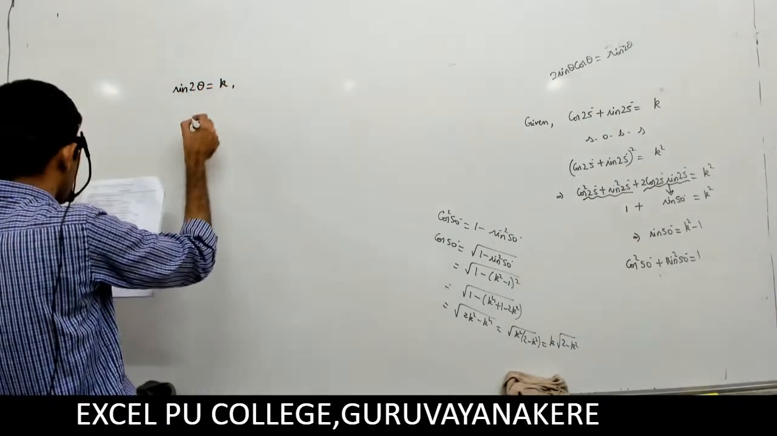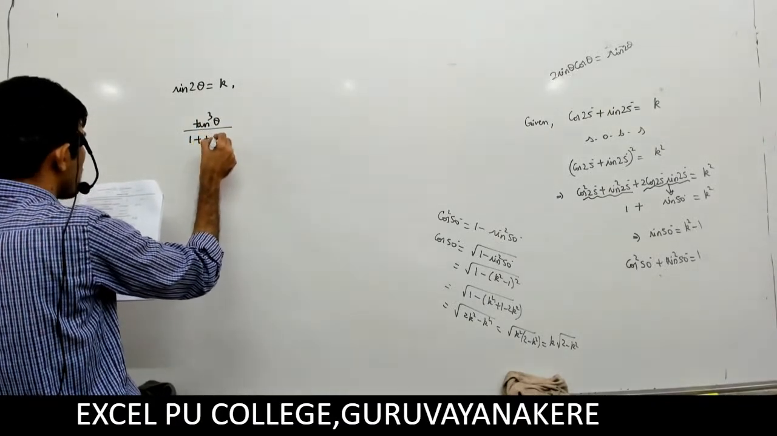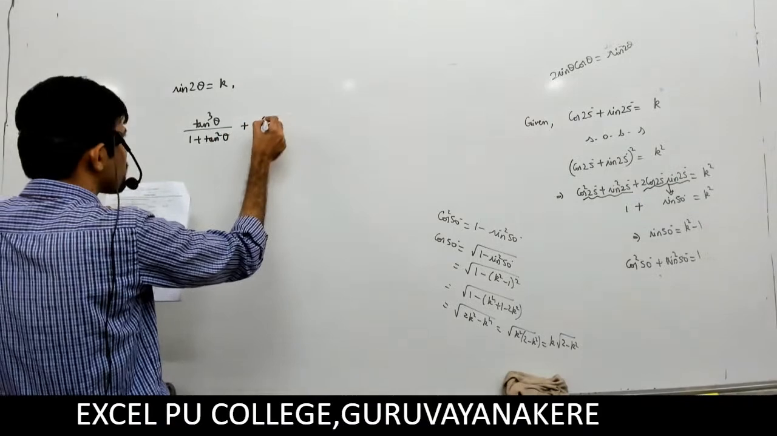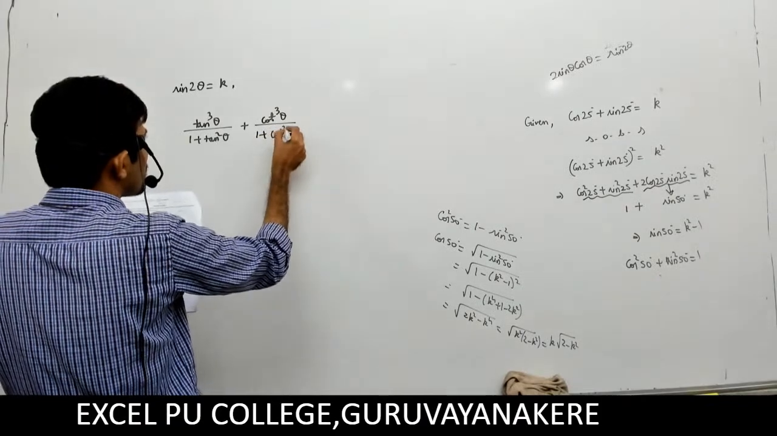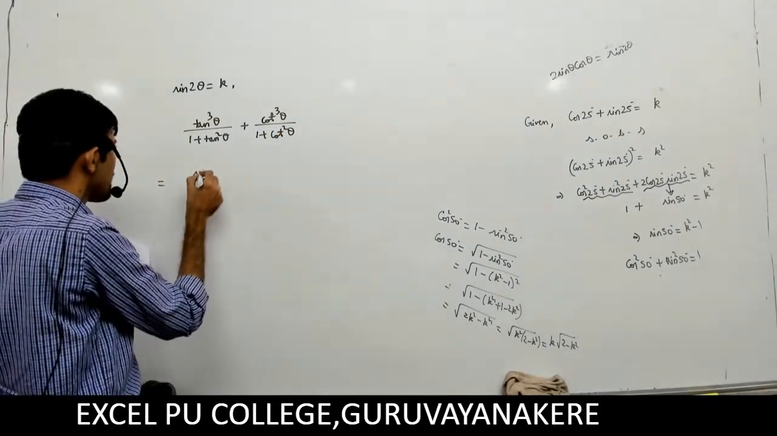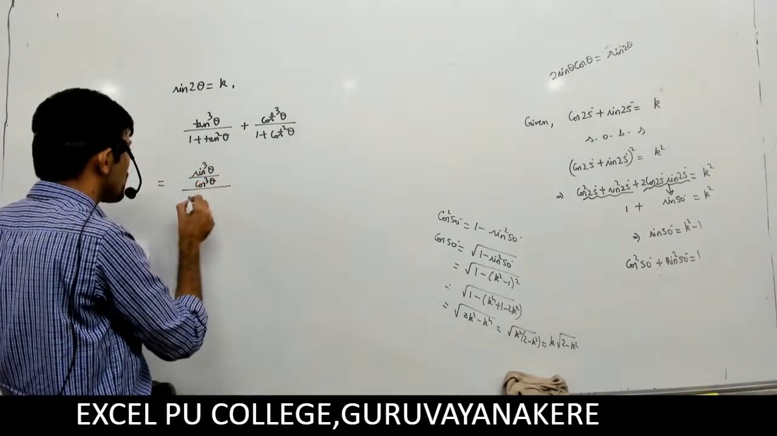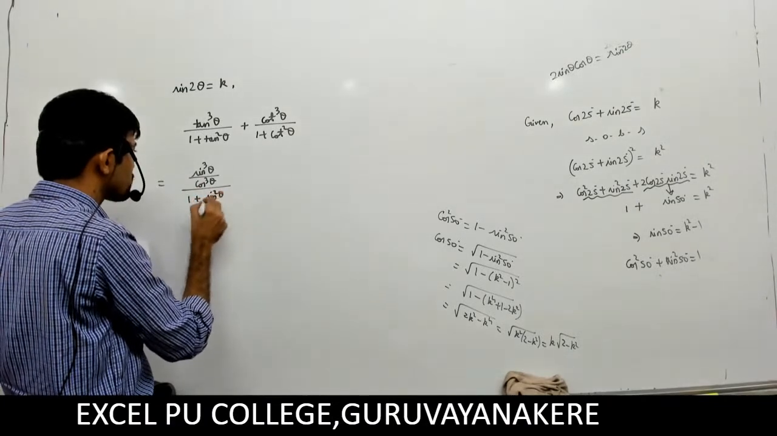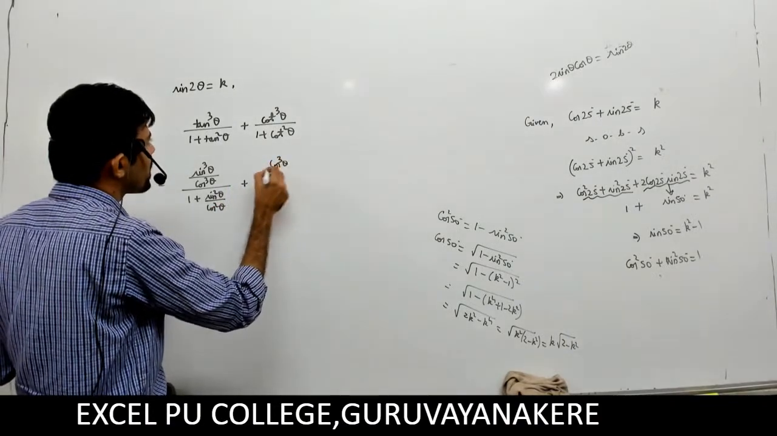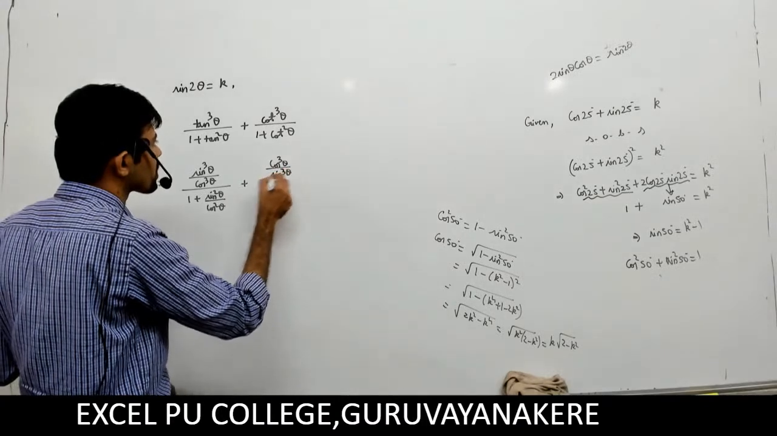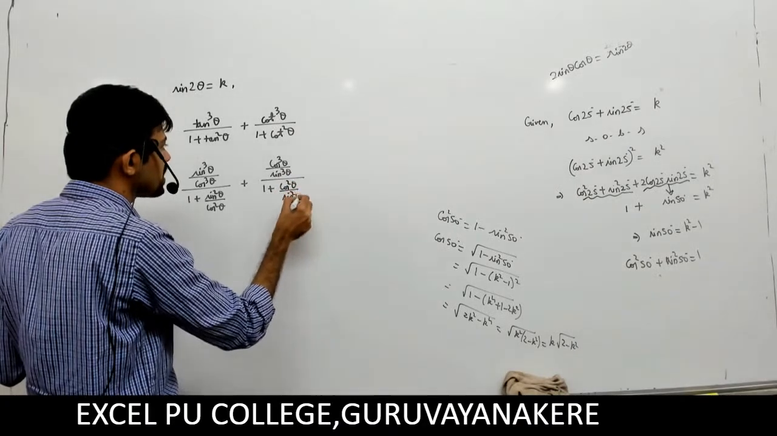Sin 2 theta is k. Tan cube theta by 1 plus tan square theta plus cot cube theta by 1 plus cot square theta. Tan cube is sin cube divided by cos cube. 1 plus tan square is sin square divided by cos square. This is cos cube divided by sin cube. 1 plus this is cos square theta by sin square theta.